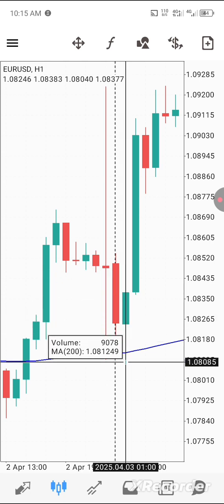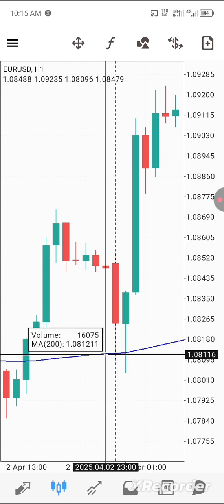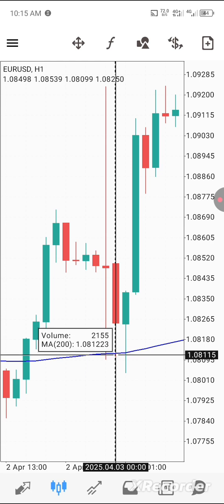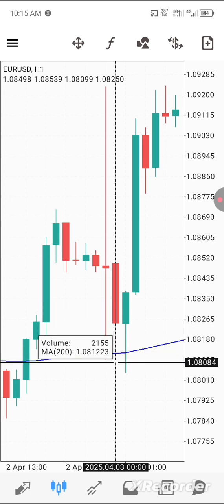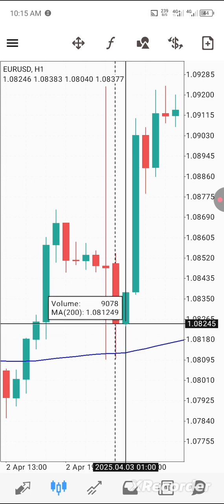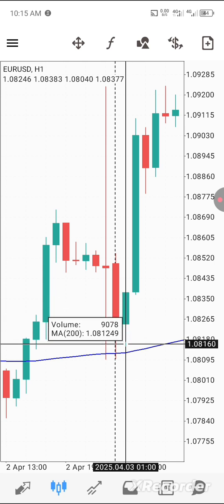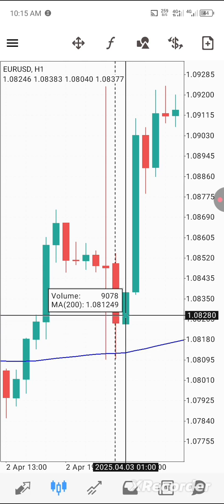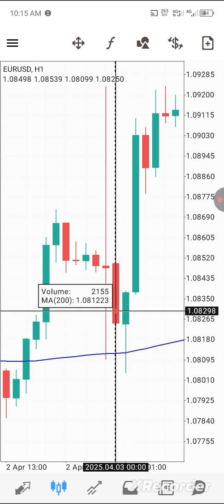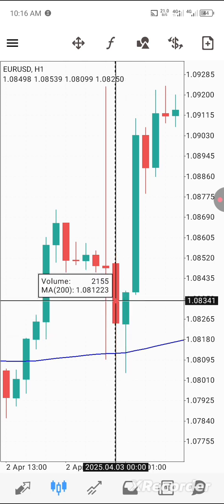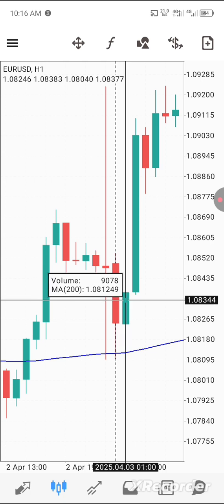So the market touches the moving average line, which is the blue line, and closes here. Then another candle opens, comes down, and touches the line again. What this means is that a bullish trend is about to occur.